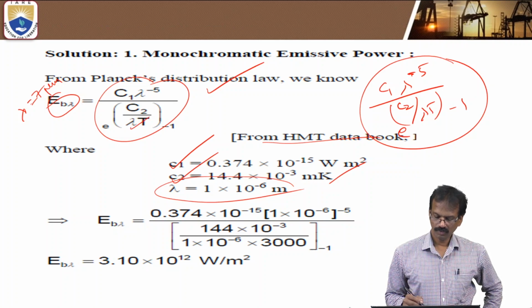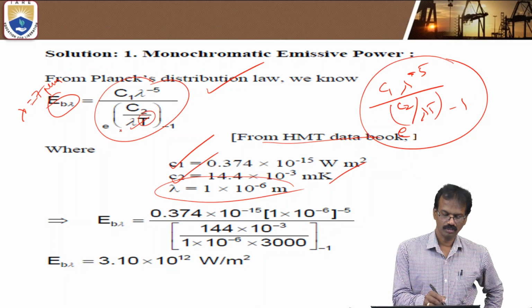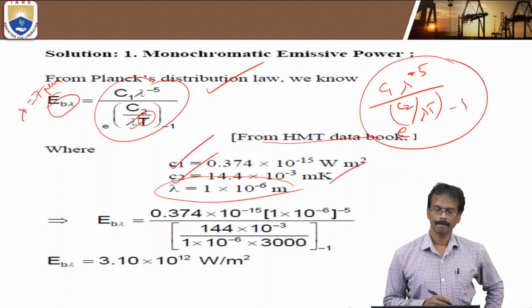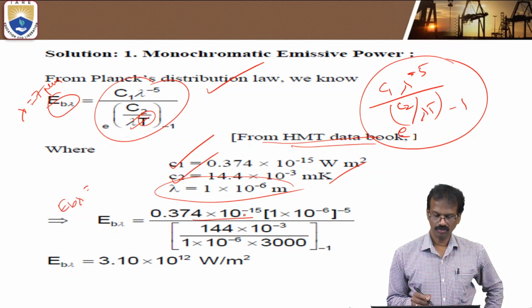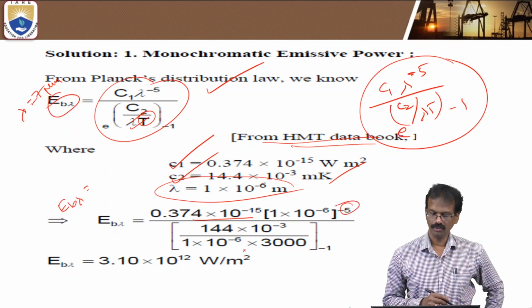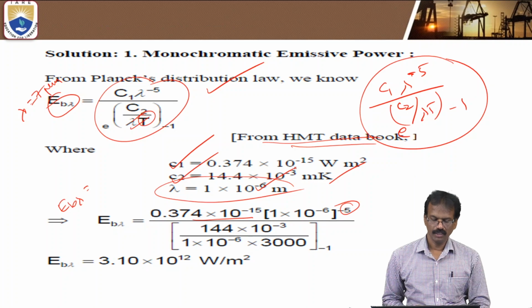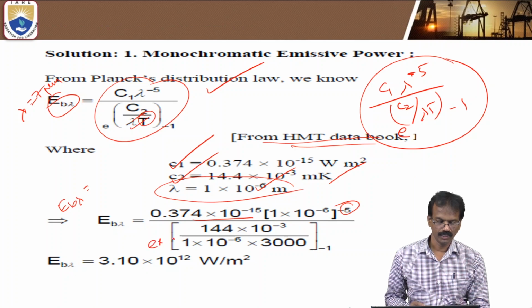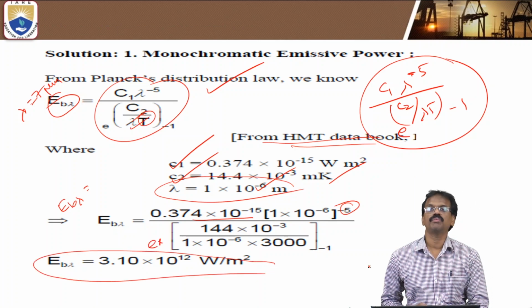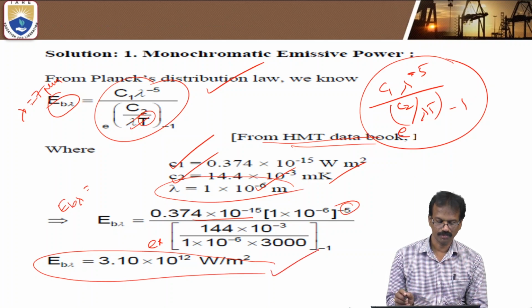If you substitute these values here, you just have to substitute the value of T. The remaining constants you can take from the data book. Then E_b lambda is equal to C1 into lambda to the power of minus 5, divided by the exponential of lambda T, 3000, minus 1. Then you will get 3.10 into 10 to the power of 12 watts per meter square. So this is the monochromatic emissive power.